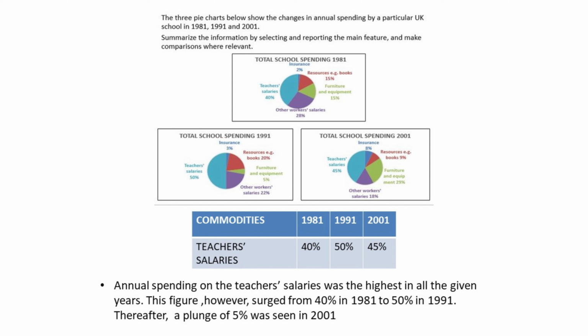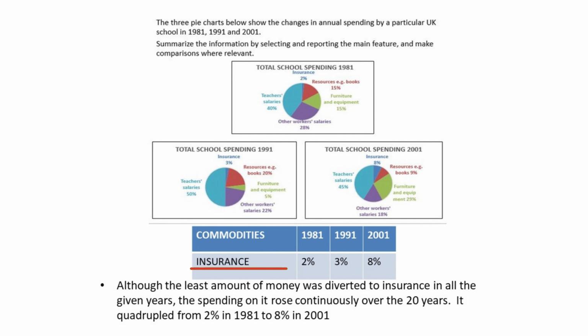Annual spending on teacher salaries was the highest in all the given years. This figure, however, surged from 40% in 1981 to 50% in 1991. Thereafter, a plunge of 5% was seen in 2001. The second point that we will discuss is about insurance. Now we can see one important thing, that in case of insurance, the least amount was spent in all the years, but the spending on insurance increased continuously over the given period of time.